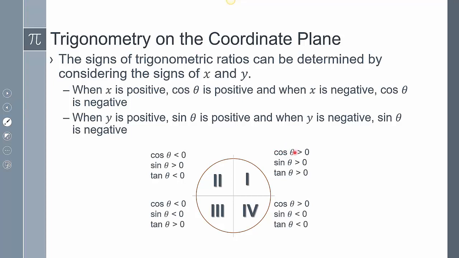This first one, when cosine theta is greater than 0, well, let's think of it this way. My x and y's are positive here, which is why my cosine and my sine are positive here. To find tangent, it's y over x. Well, positive over a positive gives me a positive. Whereas like this one here, my x and y are negative in this quadrant, so that's why my cosine and my sine are negative. That's why it says a less than 0, which means it's negative. My tangent, which is y over x, negative divided by negative is a positive, which is why my tangent is positive.